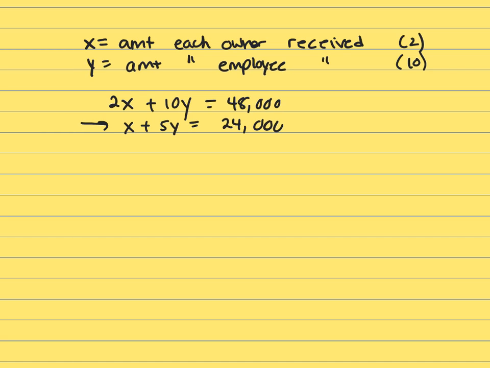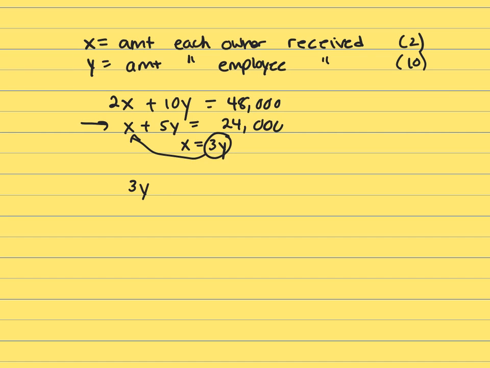And then, by the way, we're trying to figure out how much each owner received. So we're trying to find X. And it says each of the 2 owners received 3 times as much. So each of the owners received 3 times as much as an employee. So that tells me X equals 3Y. So now take this expression for X, 3Y, and plug it in there.